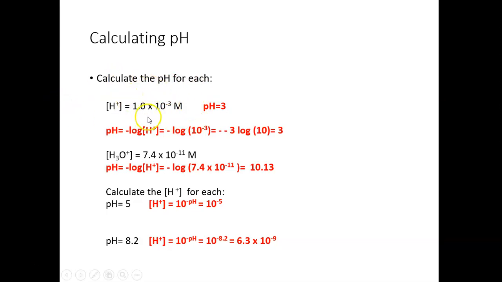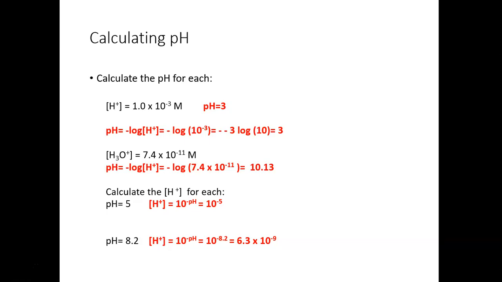Now, if that first number is anything but 1, then you have to actually put it into your calculator, but it saves you a little bit of time. All right, so here we have the hydronium ion concentration, which remember, we're basically using interchangeably with hydrogen ion concentration. And here, since it's not 1 times 10 to the negative something, we actually have to put this in our calculator. So we would take the negative log of that number, and we would get 10.13.